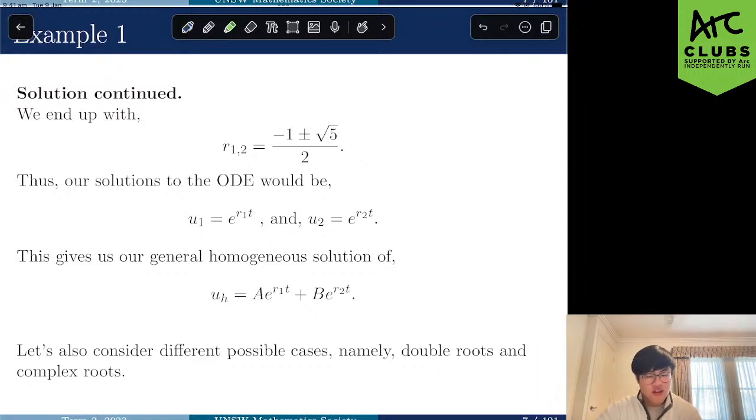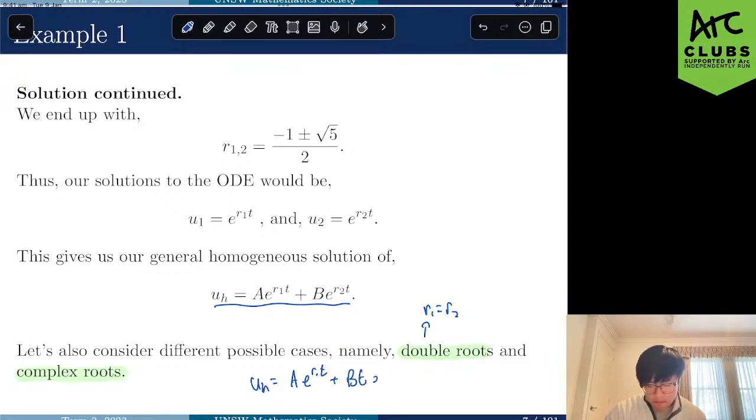Before moving on, let's consider other possible cases, namely double roots and complex roots. The easiest case that we just looked at is two distinct real roots. If we have a double root, which is R1 equal to R2, instead of it just being a linear combination like what we have up here, we need it to be something like this, where this is R1. Basically, there is that t term in there so that we keep the dimension of the solution space at 2.